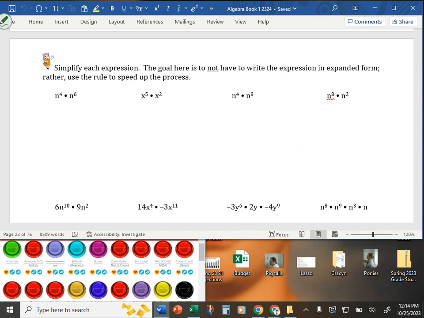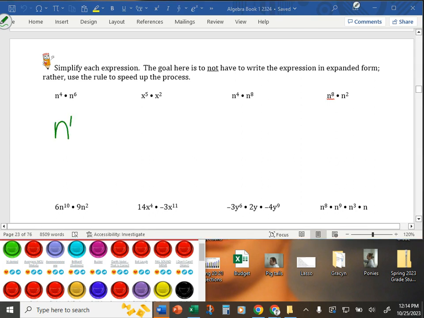What's your simplified answer going to be? Landon? Eleven. Not eleven. How'd you get 11? N to the 10th. Okay, there are no coefficients, so nothing to multiply. Our base of n stays an n, nothing changes. And then our exponents, 4 plus 6, get added. That gives us 10. We're done.